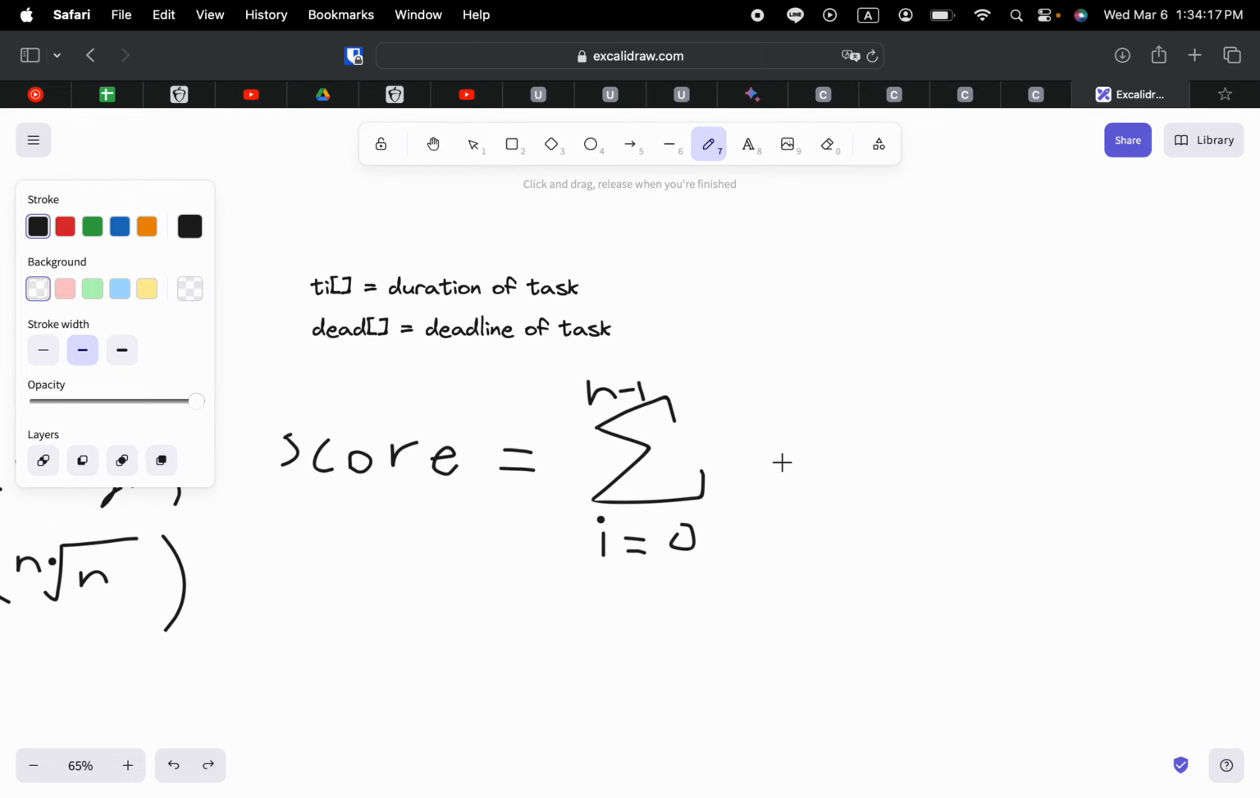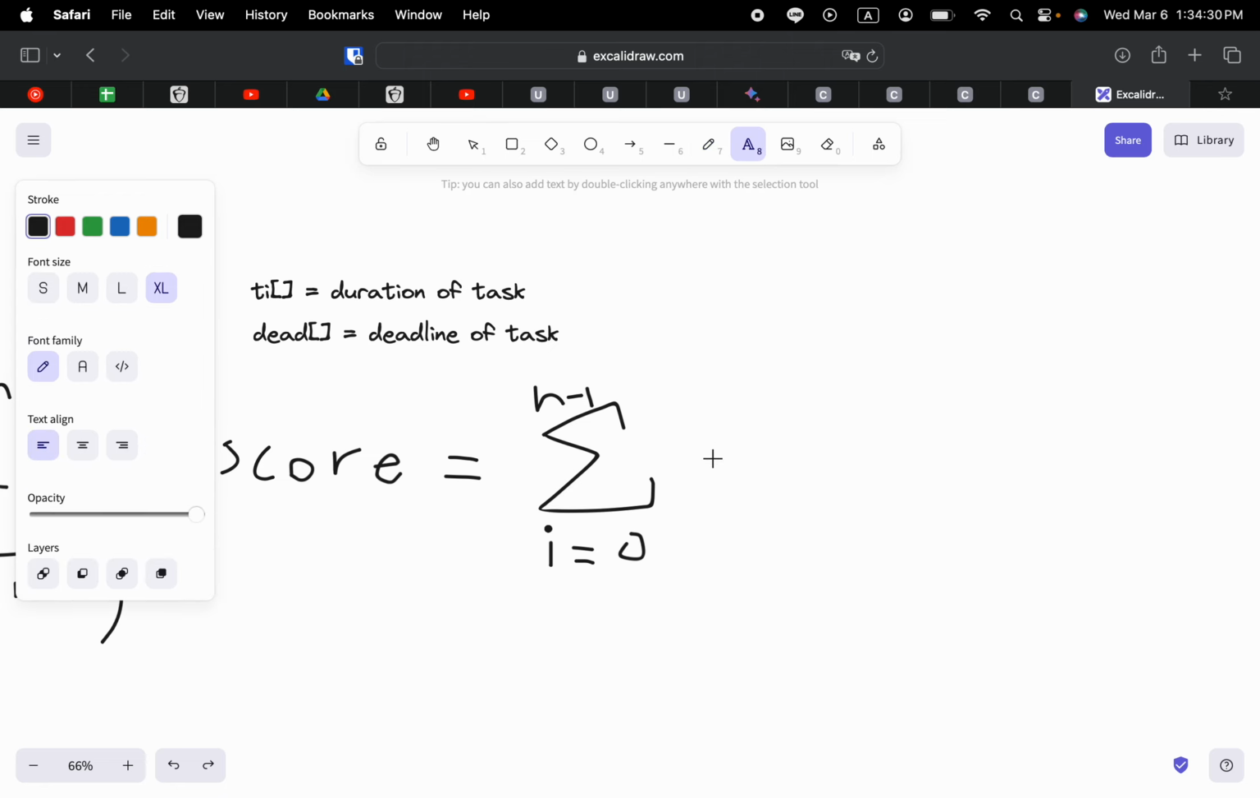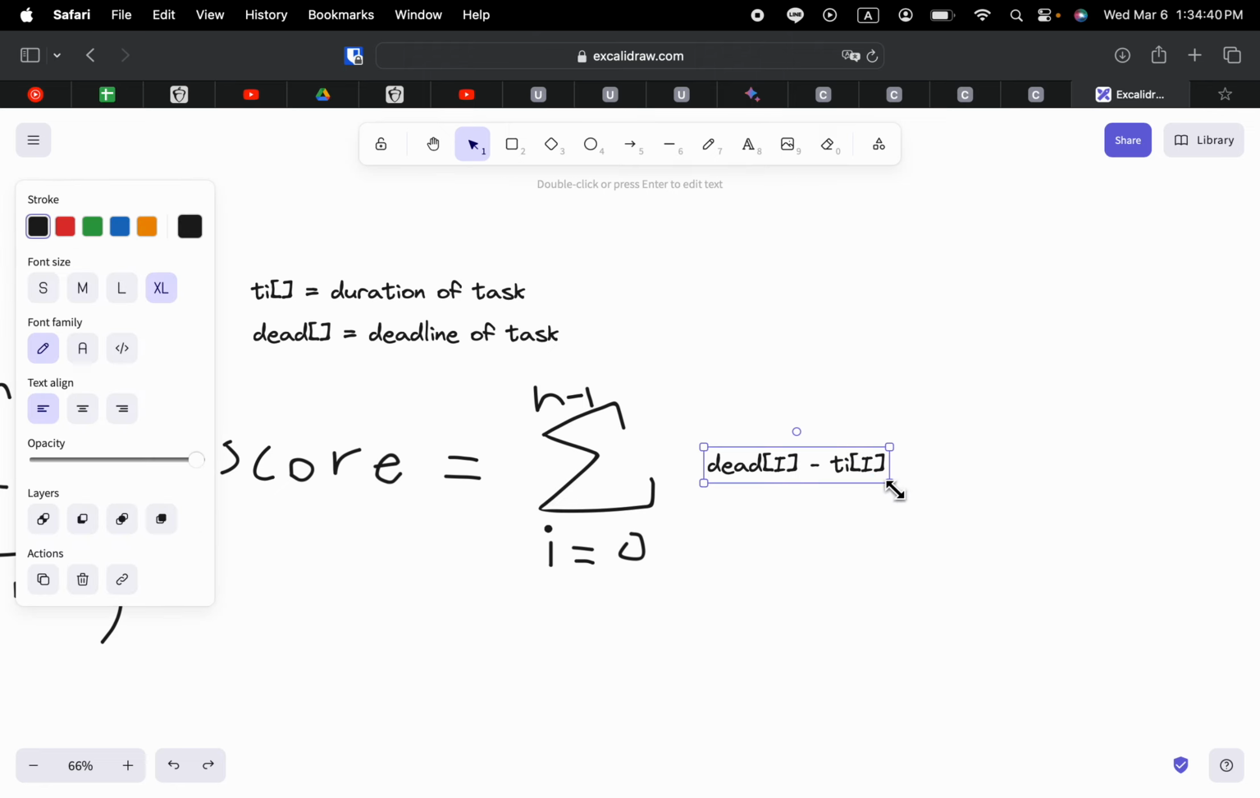Okay, here you should write the term. So what is the score you will get from one task? The deadline minus the finishing time. Let's just use the uppercase I. The M minus TI. Are you sure? Think about it a little bit. Minus the finishing time. So what is the finishing time? It's the sum of the first I durations. Yes, the total of the duration.